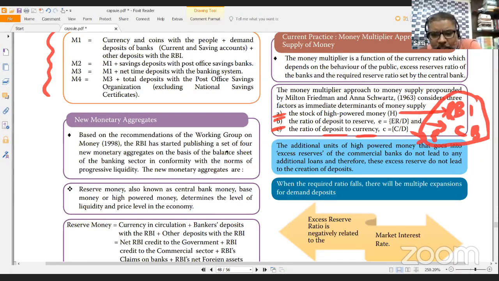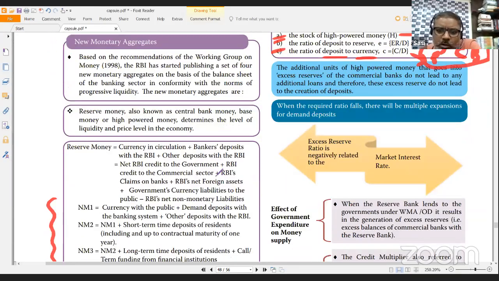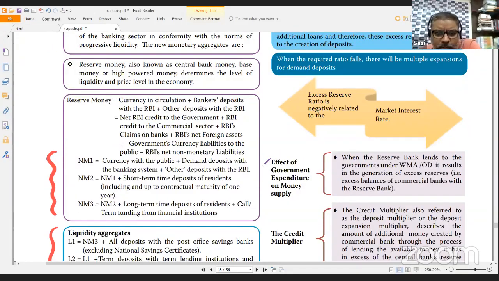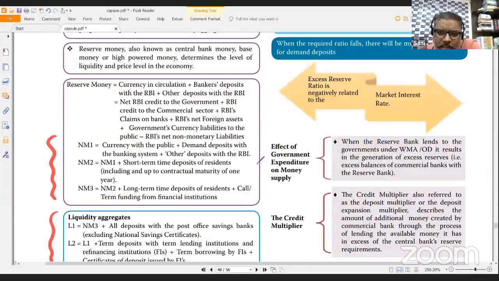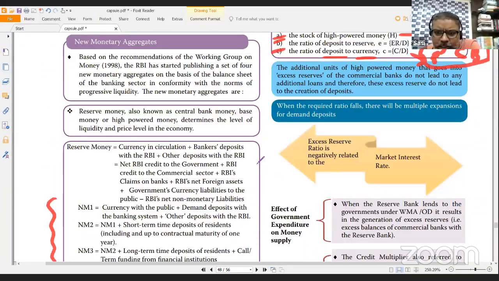If the money is in the banking system, then because of the multiplier effect, it will generate more and more money. If money is in the form of cash with the people, not in the form of bank deposits, then the money supply will slow down. So the concept of money multiplier is a very crucial concept. Credit multiplier adds to the money multiplier.